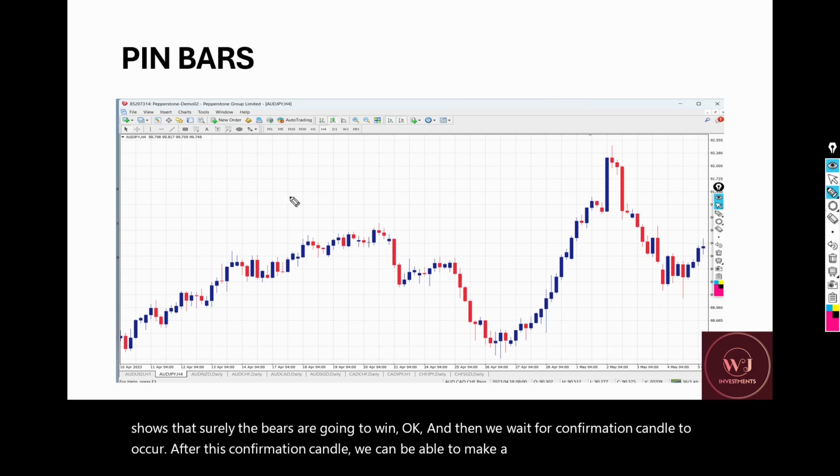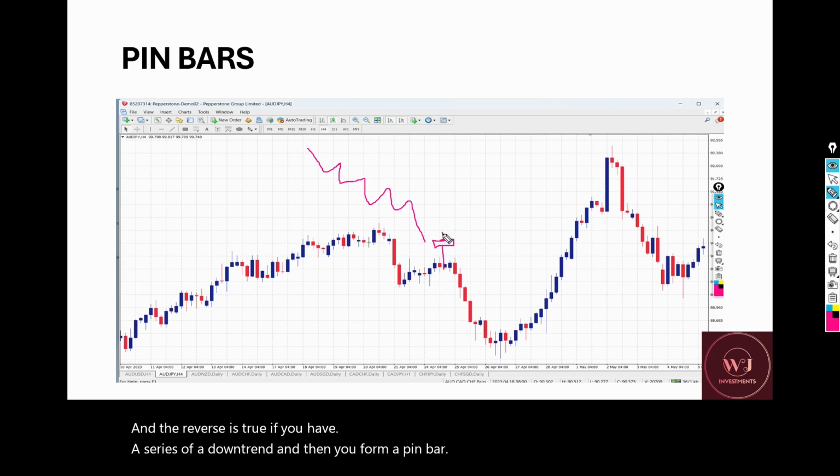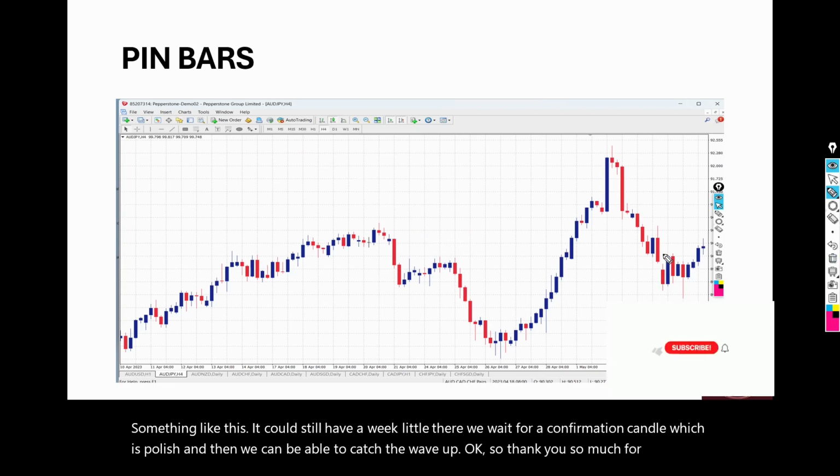The reverse is true if you have a downtrend and then you form a pin bar, something like this. It could still have a little wick. There we wait for a confirmation candle, which is bullish, and then we can catch the wave up.